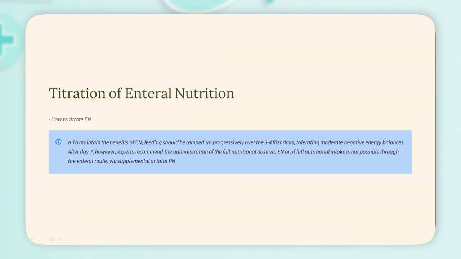The enteral nutrition has to be titrated, as I said, over 7 days. You start low and go slow to reach the maximum level in 5 to 7 days.